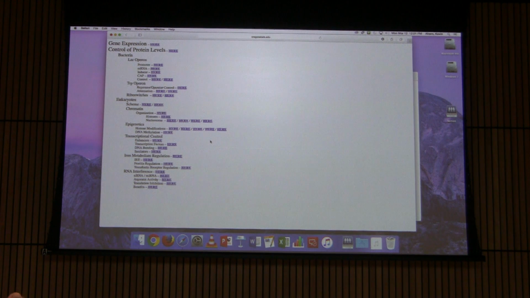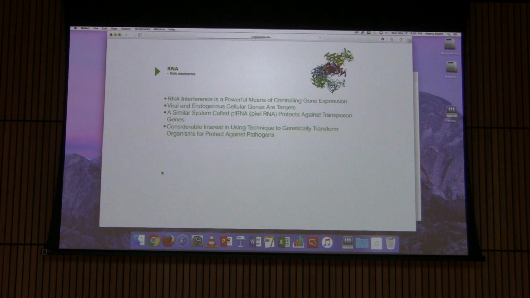RNA interference is a phenomenon that we see in higher organisms. It was discovered first in plants, but it's also present in animals such as ourselves as well. It probably evolved originally as a protection mechanism for cells. So RNA interference is a way for a cell to protect itself against certain types of viruses. That's probably the first function that it had.